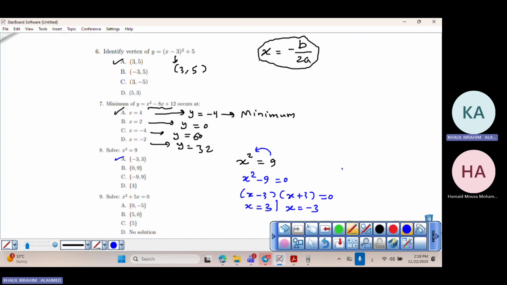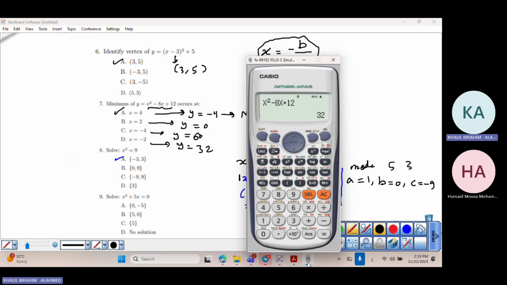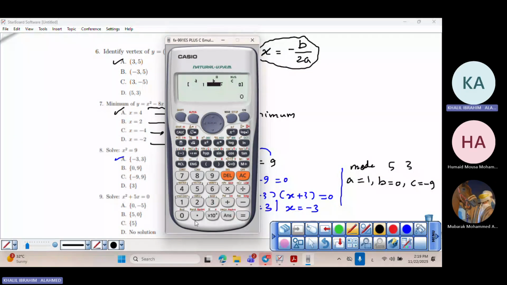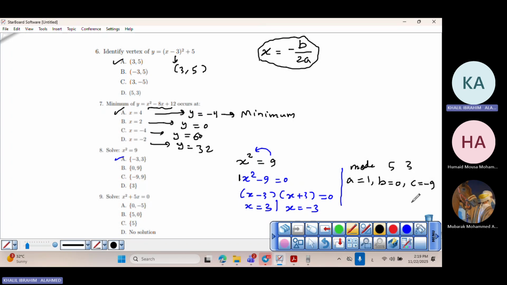Maybe you can use another method: the calculator. Mode 5, 3. A equals 1. Here 1, as you see. But B, we don't have x, so B is 0. And C equals negative 9. I will show you how to solve this equation by using the calculator, because this question comes as multiple choice. It's easy to find this directly. The answer is 3 and negative 3, the same answer. That's it. Okay, let's move to the next question.